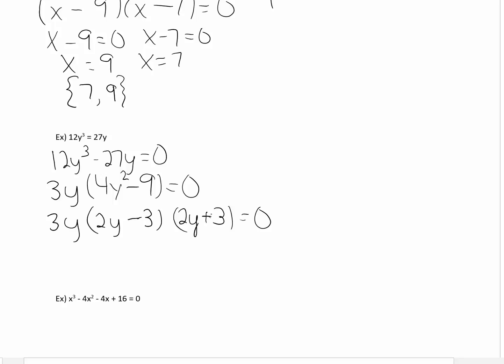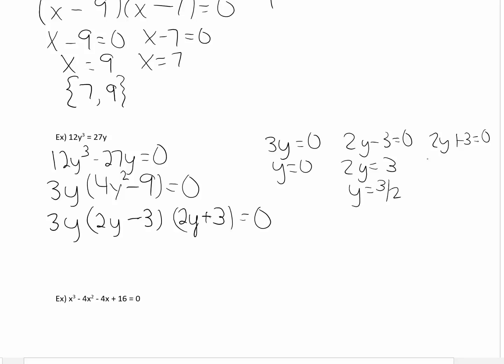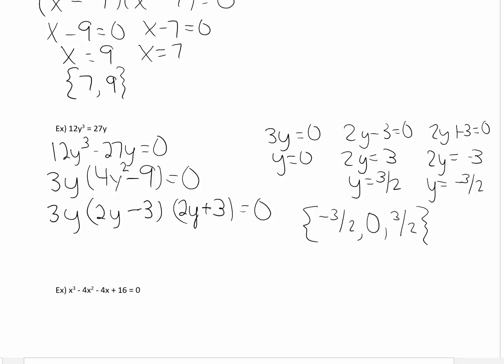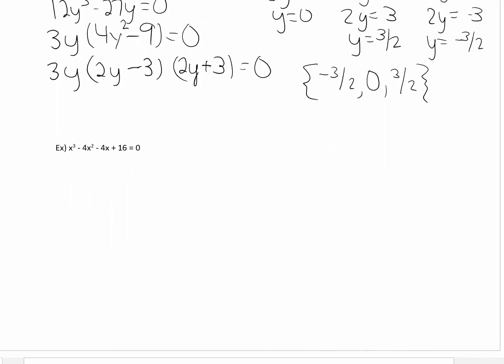So, set each factor that contains a variable equal to 0. So I'll do that over here. Solve each equation. And again, you can verify all 3 of these solutions, but I'll write them like this. So we're done here. Okay, so let's take a look at the next example then.